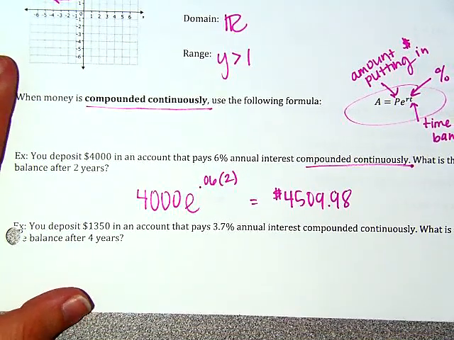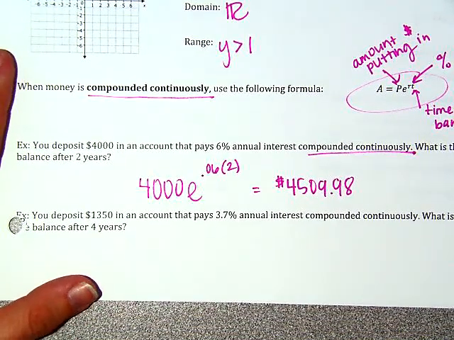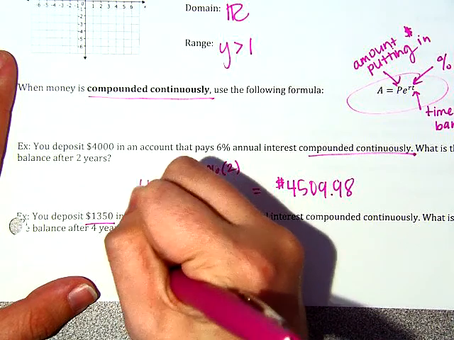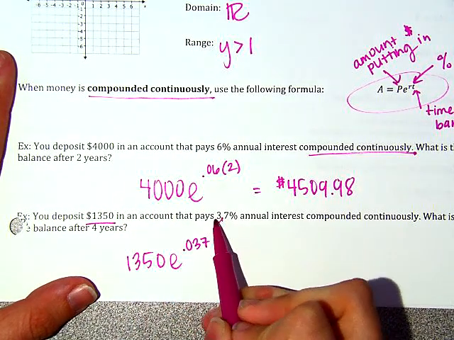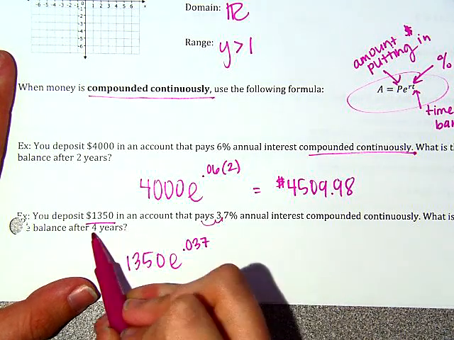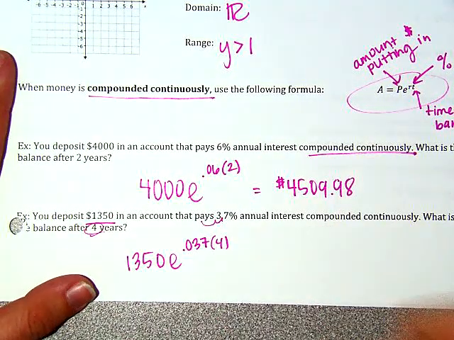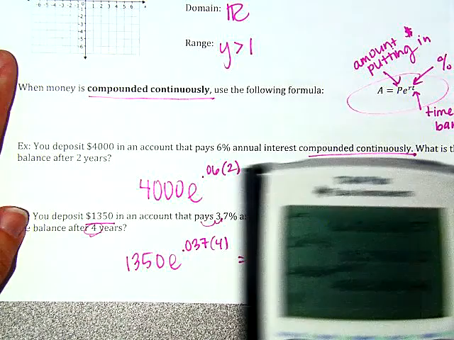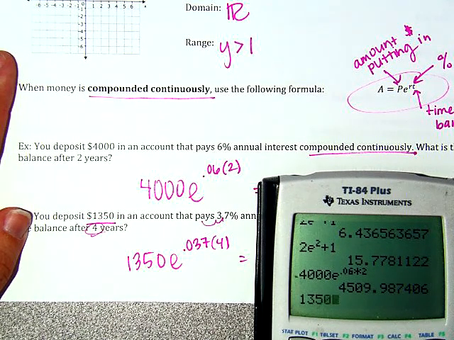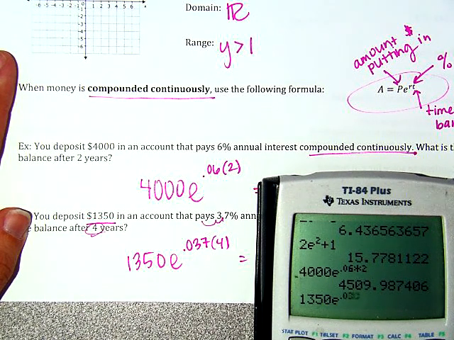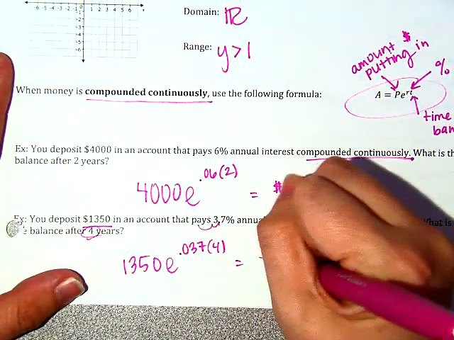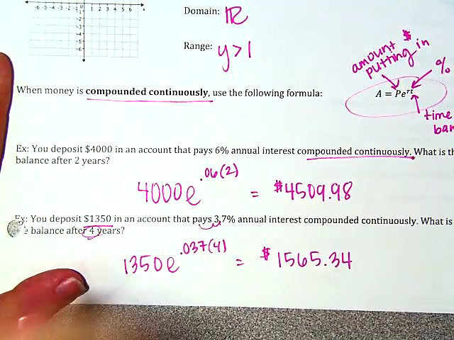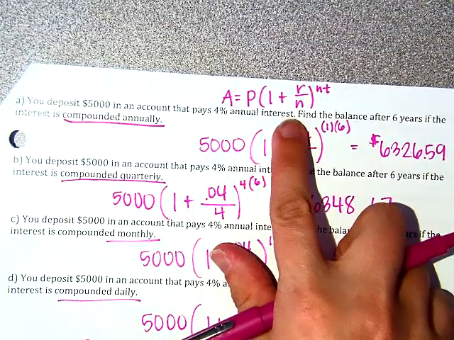Again, if you're having trouble with your calculator, please come ask me. Deposit $1350 this time. And an annual percentage of 0.037 because I moved that decimal place 2 places. And this time it's after 4 years in the bank. So when I go to do this, 1350 e to the power of 0.037 times 4 gives me 1565.34. If you're using continuously, use PERT. Anything else, you use that formula.